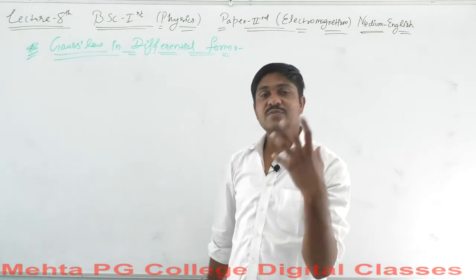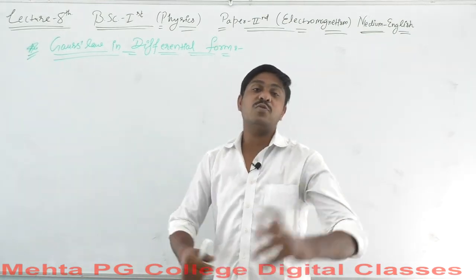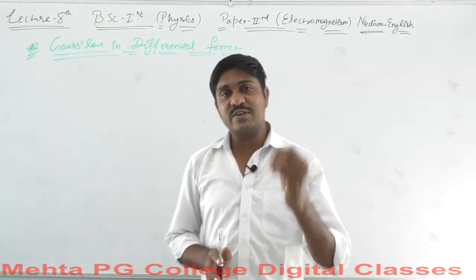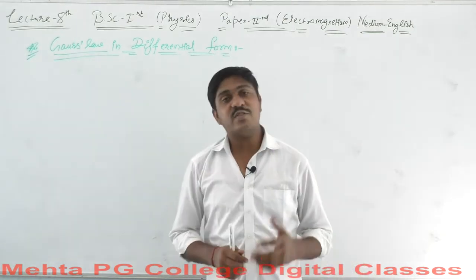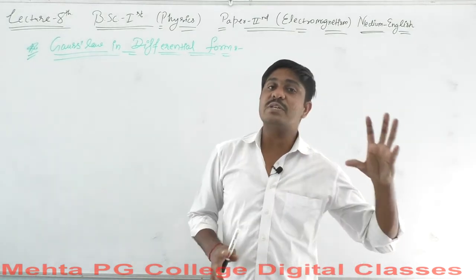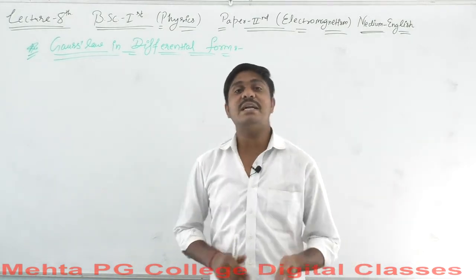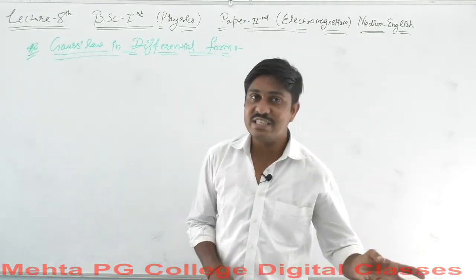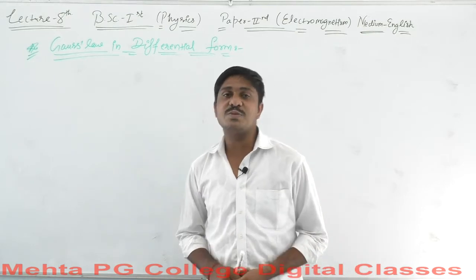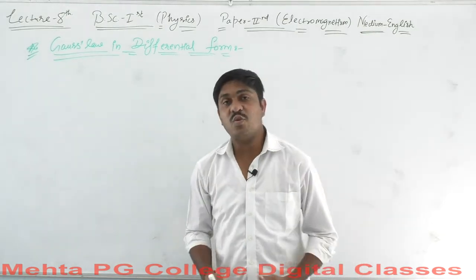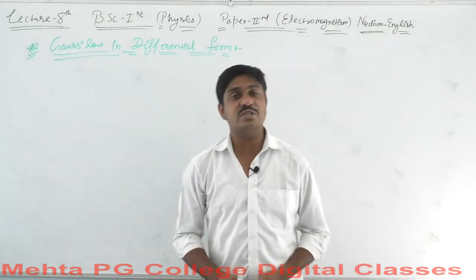You remember Gauss's law, which says the total amount of flux emerging out of or entering a surface equals 1 over epsilon, where epsilon is the permittivity of that particular medium, times the total charge enclosed by the area. Then why do we need its differential form? What is the use of the differential form of Gauss's law?